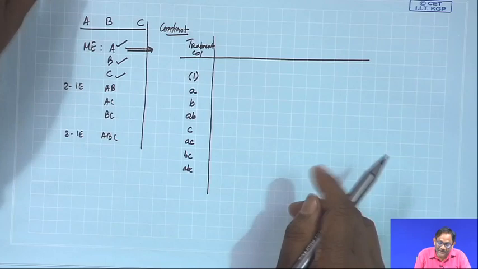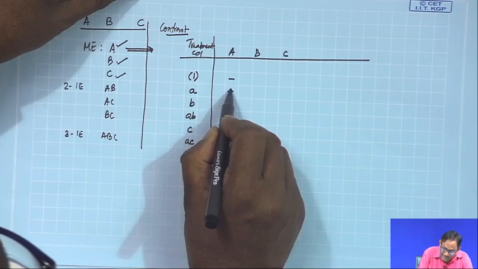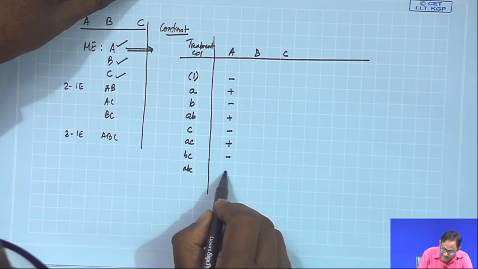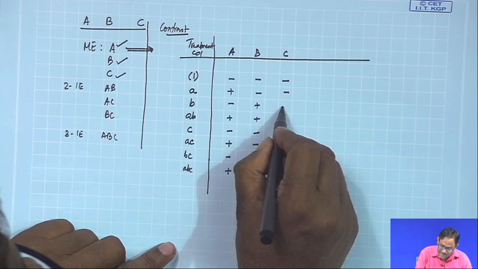You find out A, B, C from the design matrix. What you found out? Minus, plus, minus, plus, minus, plus, minus, plus. This is for A. For B, minus, minus, plus, plus, minus, minus, plus, plus. For C, minus, minus, minus, minus, plus, plus, plus, plus.